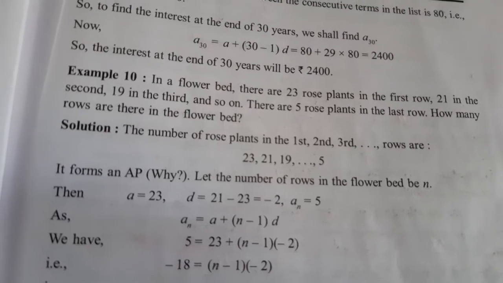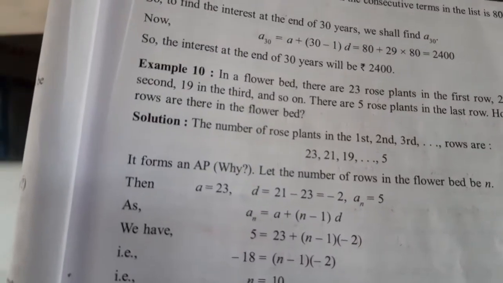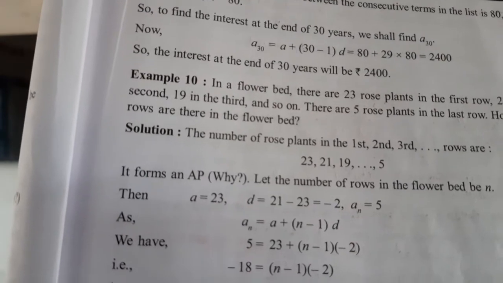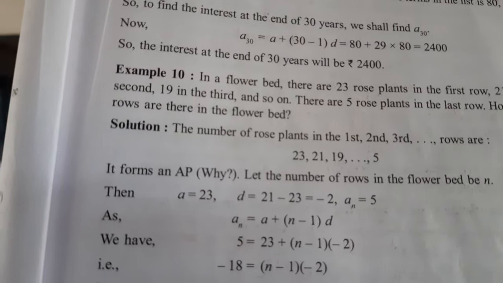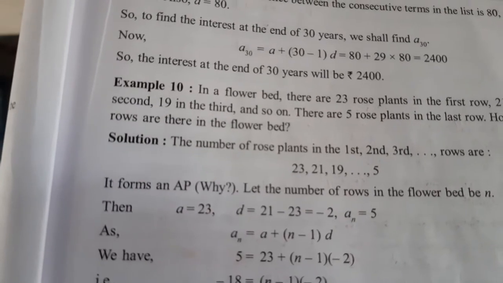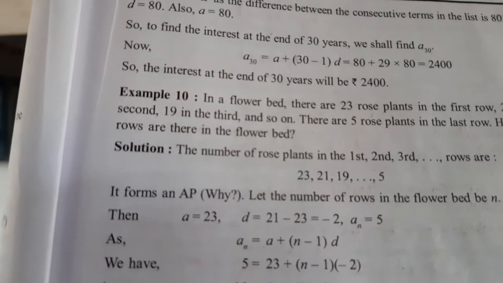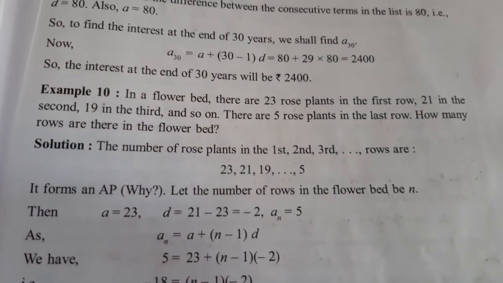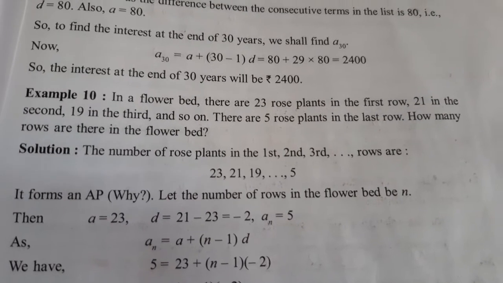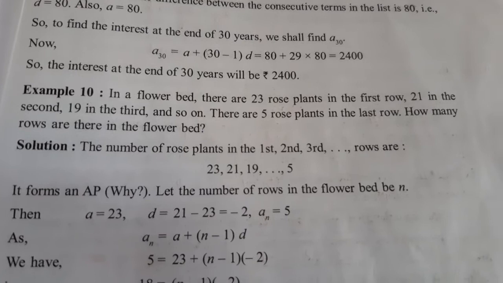Now let me explain the 10th problem. What is the 10th problem? In a flower bed, there are 23 rose plants in the first row, 21 rose plants in the second row, 19 rose plants in the third row, and so on. There are 5 rose plants in the last row. How many rose plants are there in the flower bed?